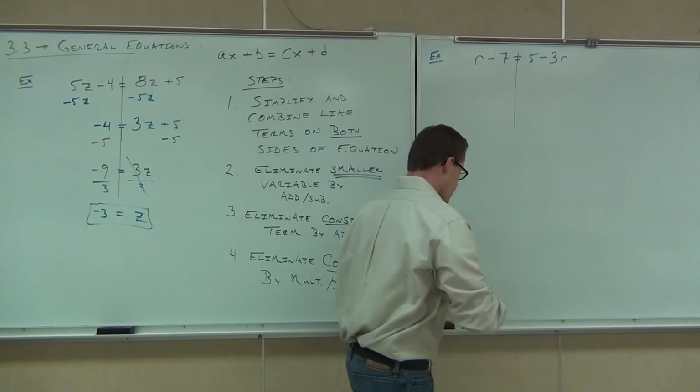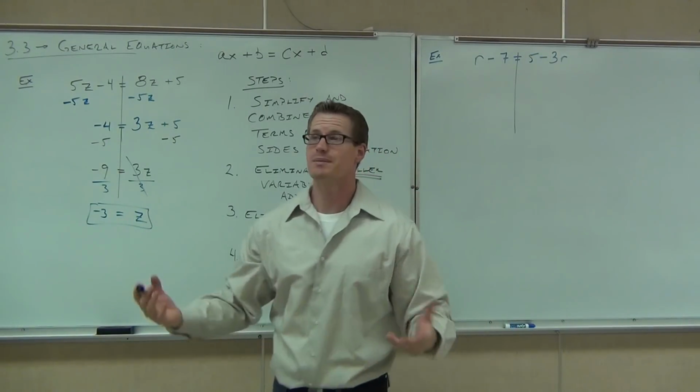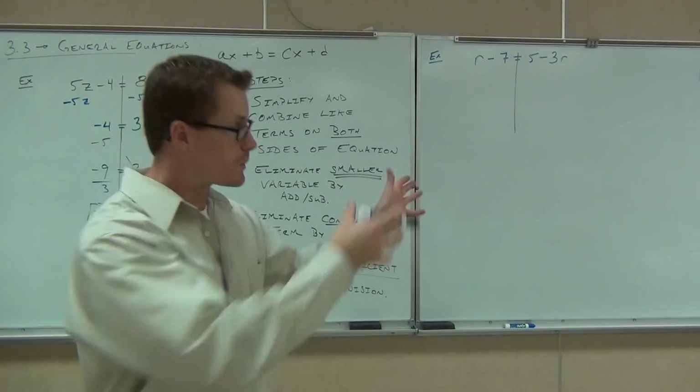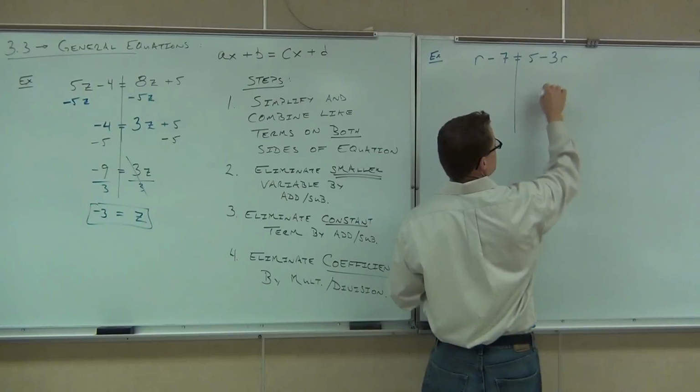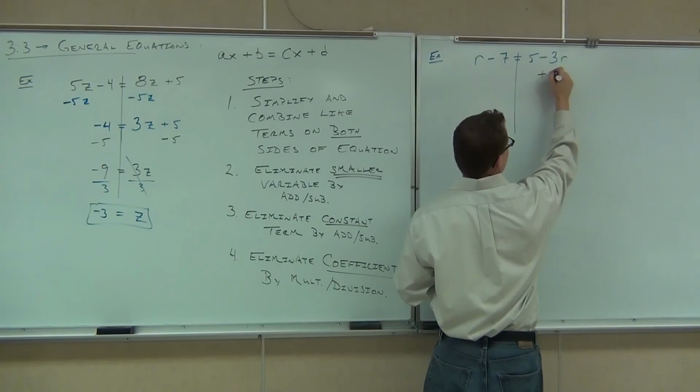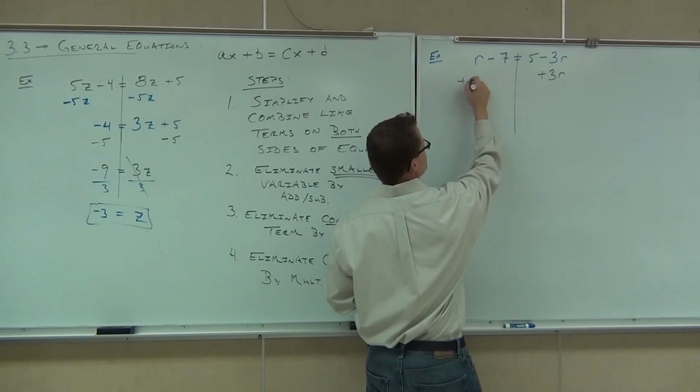So when we take a look at our problem, we're identifying the smaller variable. You always eliminate your smaller variable by addition and subtraction. So when we look up here, we go, okay, how are we going to get rid of minus 3r? We're just going to do the opposite of that, plus 3r. But we have to do it to both sides.